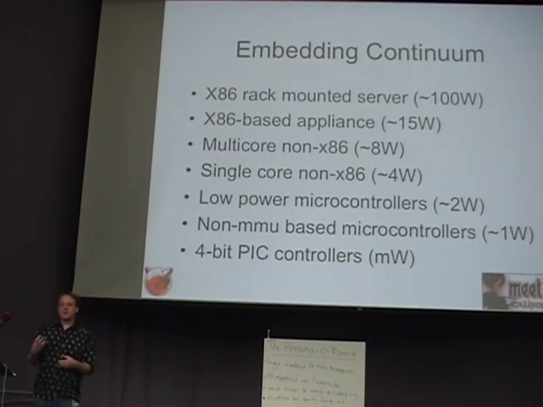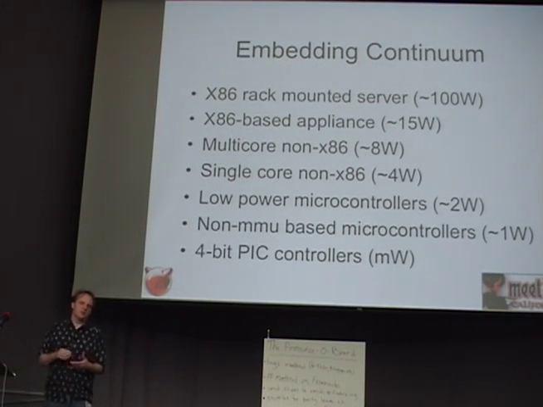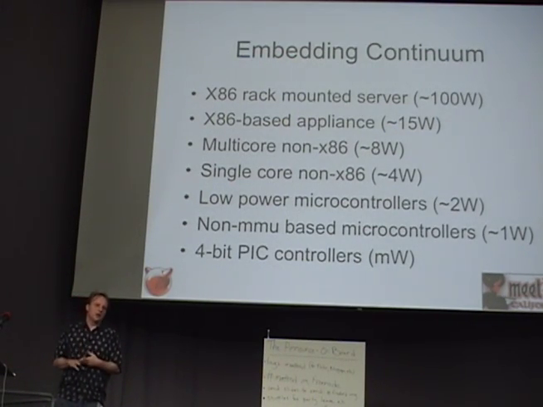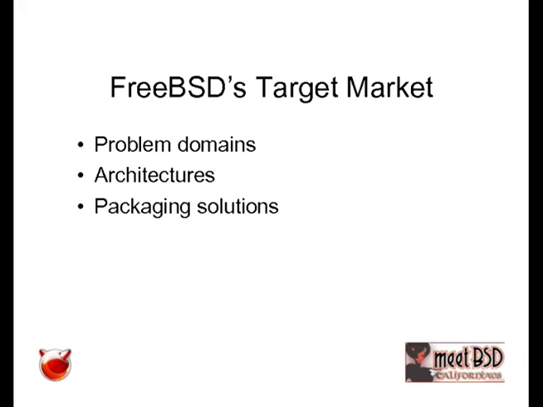Then below that, you've got CPUs that eliminate the MMU entirely, so that they consume even less power. And then small PIC controllers that people use in extremely embedded environments. The last two are not really well suited for FreeBSD. They tend not to have enough memory, not to have enough horsepower to run FreeBSD, so I won't talk about them in the rest of the talk.